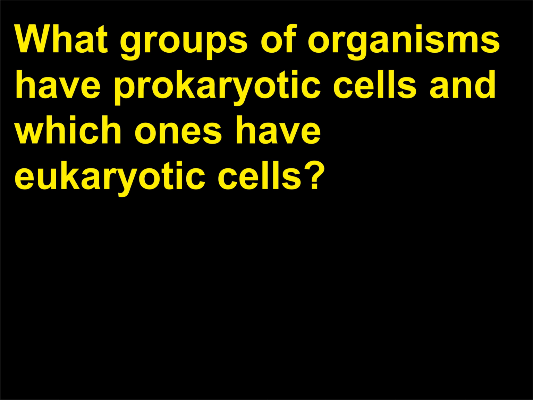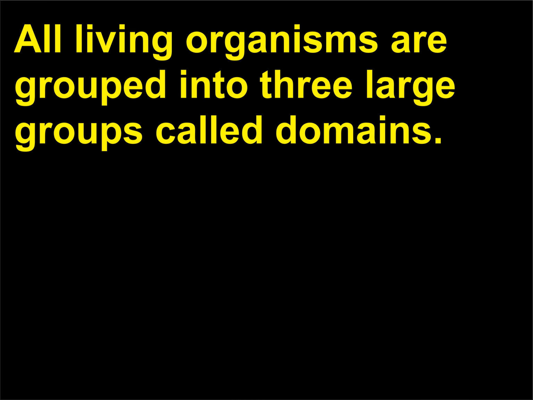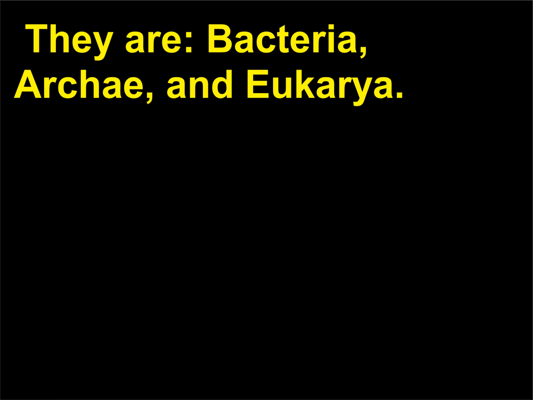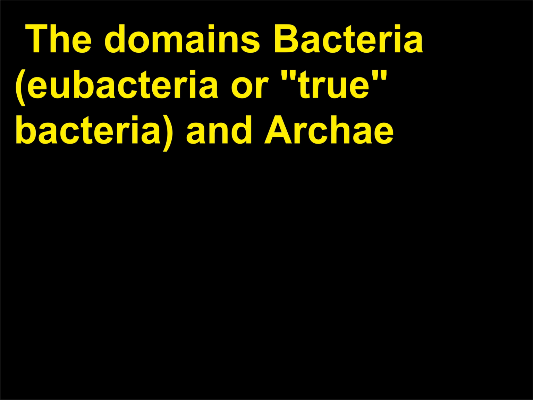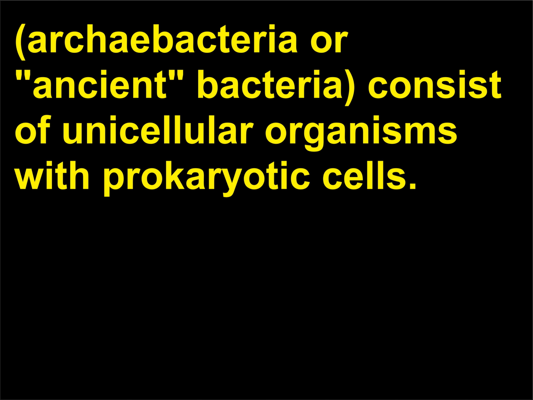What groups of organisms have prokaryotic cells and which ones have eukaryotic cells? All living organisms are grouped into three large groups called domains. They are bacteria, archaea, and eukarya. The domains bacteria, eubacteria or true bacteria, and archaea, archaebacteria or ancient bacteria, consist of unicellular organisms with prokaryotic cells.